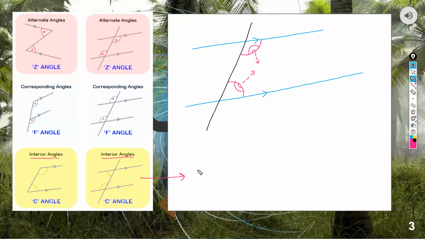Let me put it here, right? And I'll give you another note, right? Interior angles add up to 180 degrees, right?